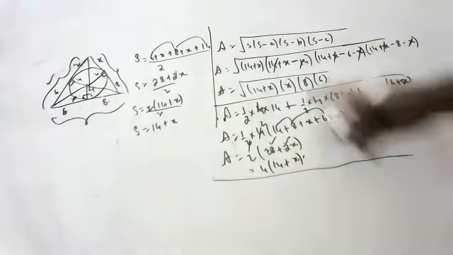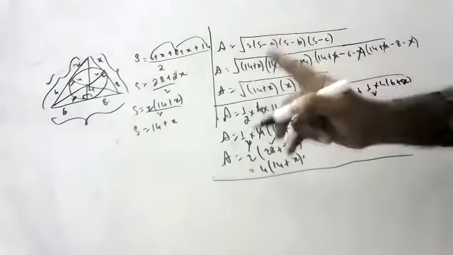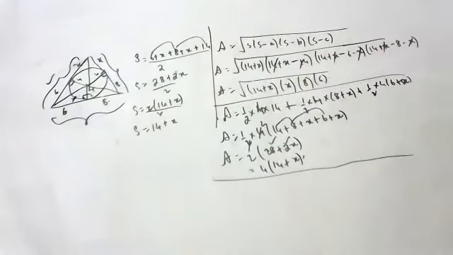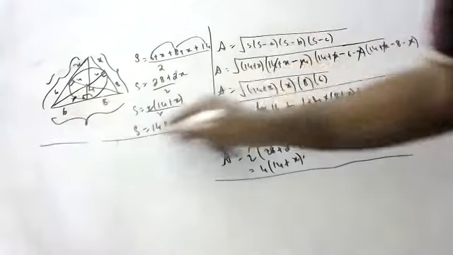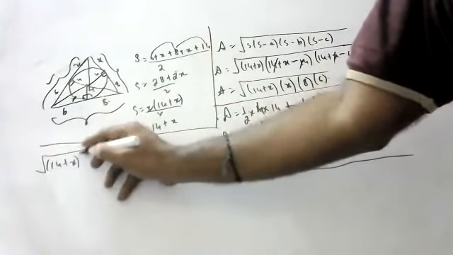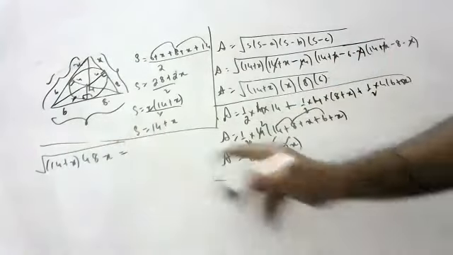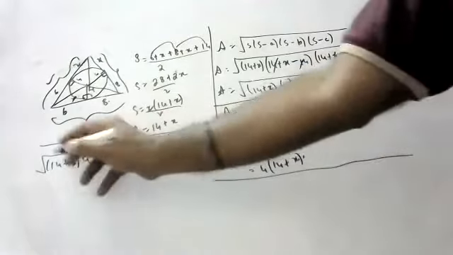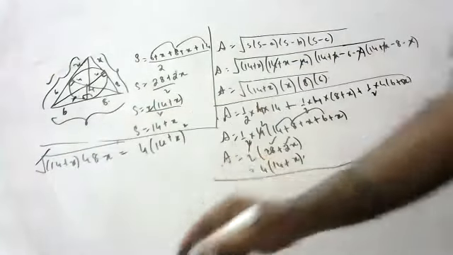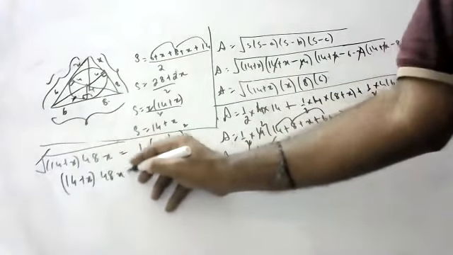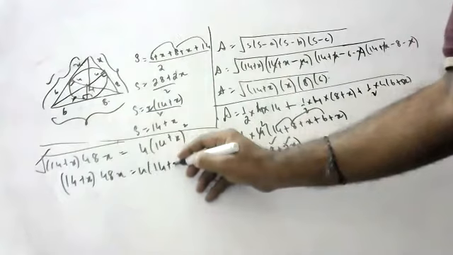Whether you find it like this or like this, you'll get the same area, actually the same triangle. Here we are dividing into 3 triangles and finding the big one, and here we directly found the big one. So equate them, children. Compulsory question, children, please practice. Root of (14 plus x) into 48x is equal to 4 into (14 plus x). Squaring on both sides, the root gets cancelled and here we get the square. So (14 plus x) into 48x is equal to 4 into (14 plus x) whole square.